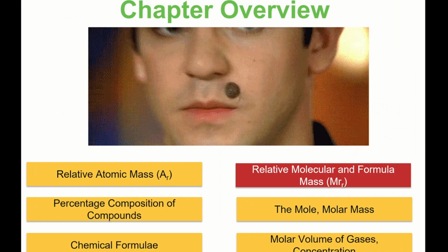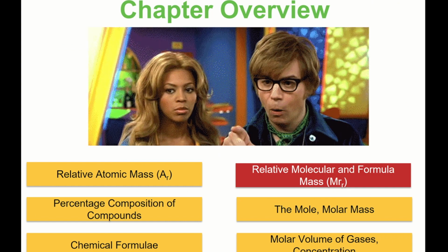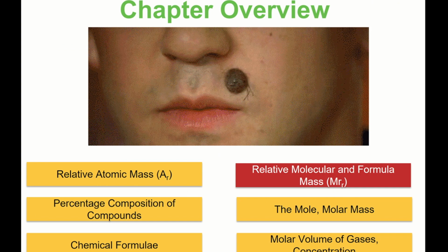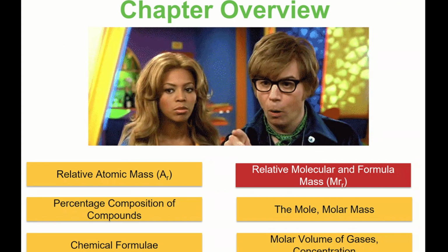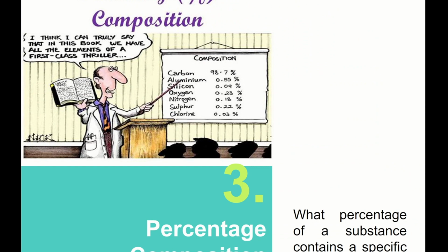So this is that. Relative atomic mass, relative molecular and formula mass. Now we're going to move on to the third part, which is percentage composition of compounds. The third objective of this lesson. So what is percentage composition? Percentage composition is very similar to what you learn in math. So let's take a look.